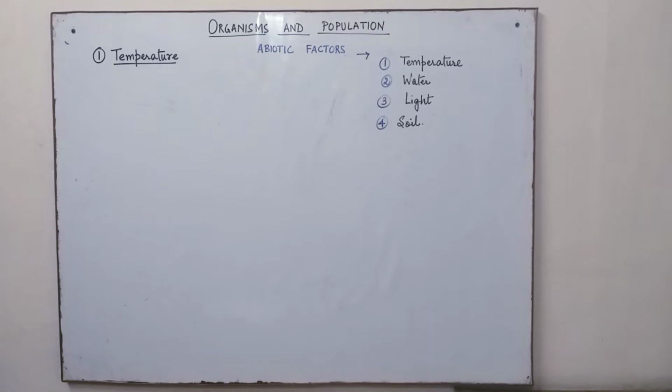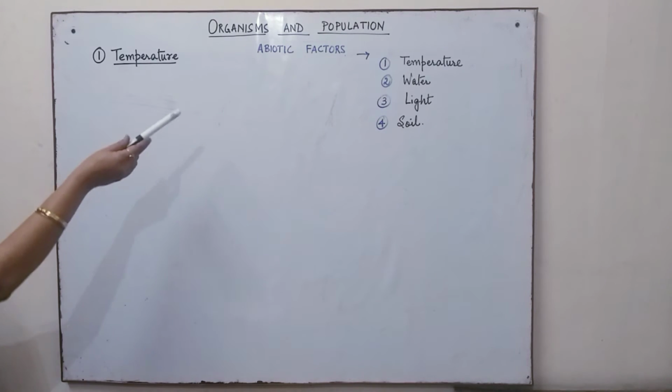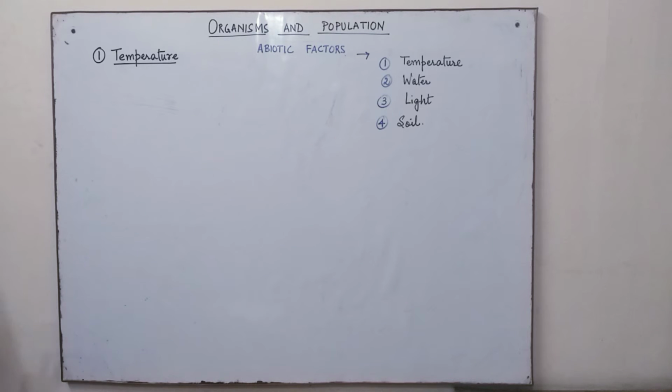Dear students, in this video we'll be talking about the major abiotic factors that are a major reason for the distribution of various kinds of plants and animals on the entire planet. The major abiotic factors playing a major role in the distribution of organisms are temperature, water, light and soil. In this video we'll be discussing the various effects of these factors.